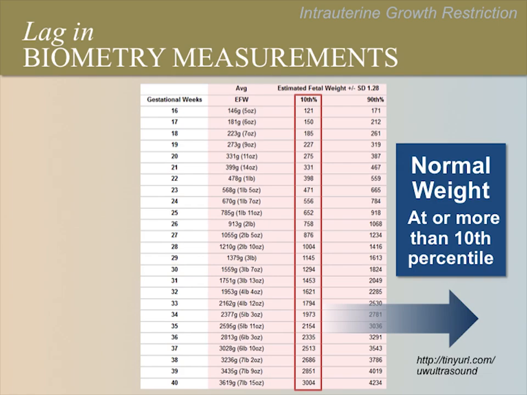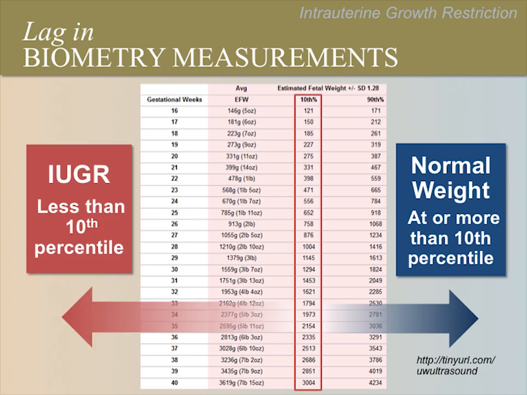When assessing fetal weight, always begin at the 10th percentile column. Normal fetal weight is equal to or greater than the 10th percentile for gestational age. Suspect IUGR if weight is less than the 10th percentile for gestational age.